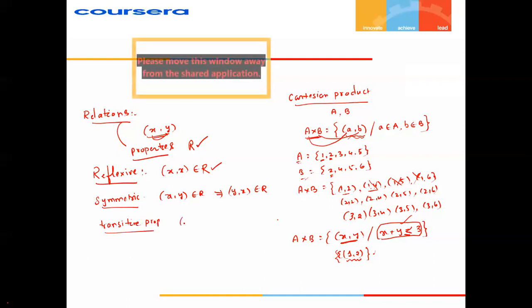Transitive property means there is a relation between x and y, and there is a relation between y and z. Then, if there exists a relation between x and z, we say that the relation satisfies the transitive property. So very simple. Suppose we know about parallel lines, right?